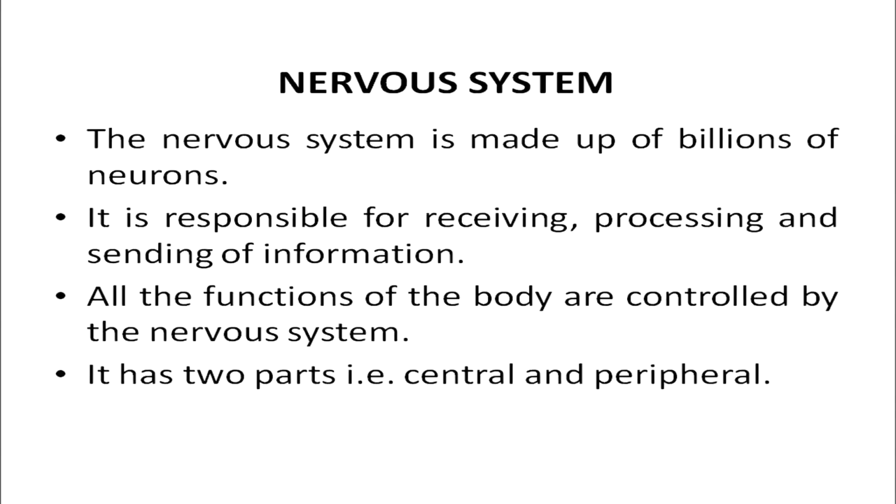Now, first of all, we should understand what a nervous system is. The nervous system is made up of billions of neurons. The neurons, as I discussed, make a network of connections. So, it is responsible for receiving, processing and sending of information. All the functions of the body are controlled by the nervous system. It has two parts, that is the central nervous system and the peripheral nervous system. So, the network which is formed by the neurons is known as the nervous system.